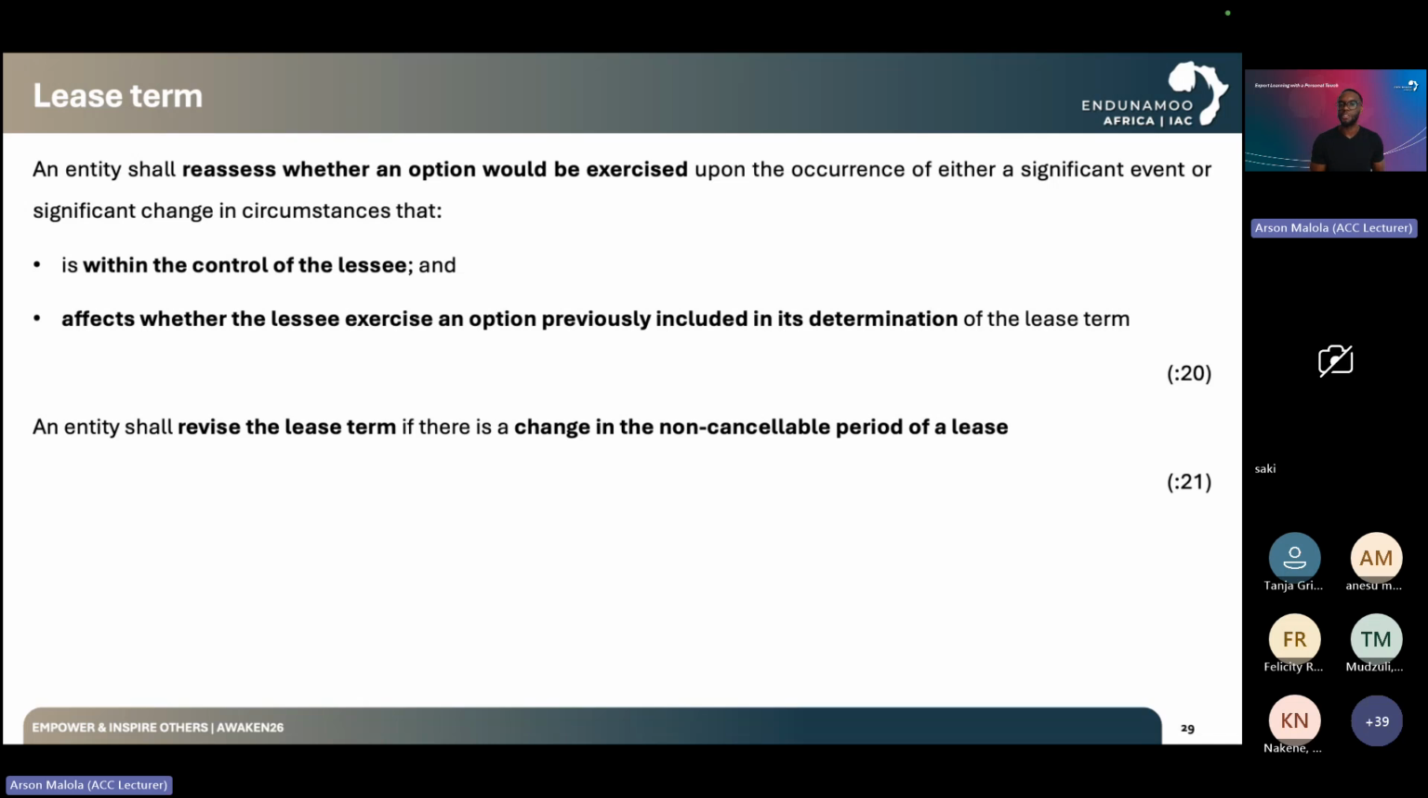So what do I need to be thinking about when thinking about substance? I need to be thinking about renewal rights.